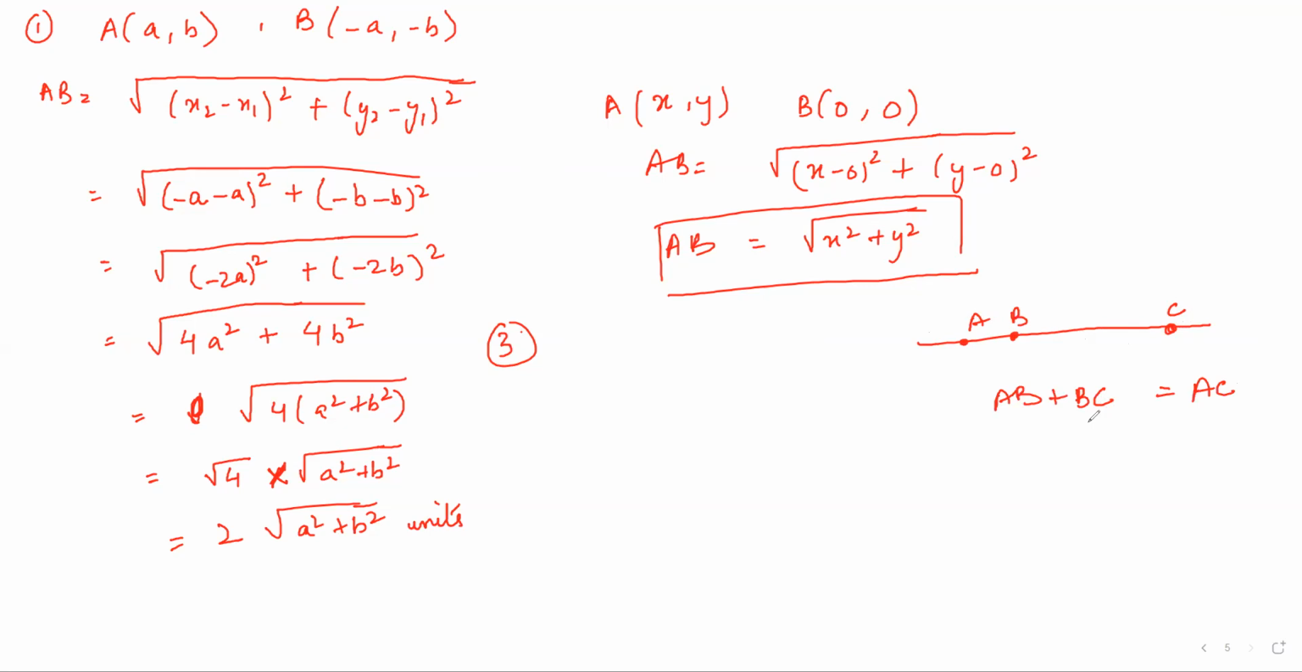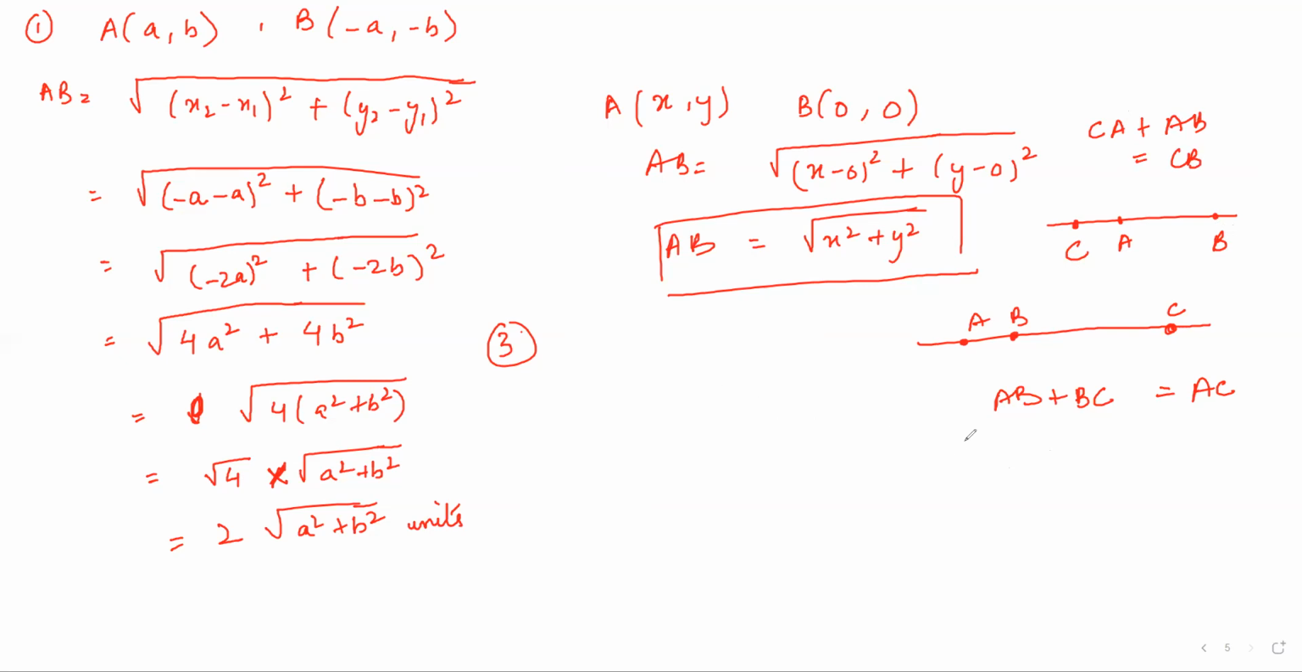Or the points can be like this. I don't know where is A, where is B. I can name it anyhow. So this time CA plus AB will be equal to CB, right? So basically we have to show that we will find the distance between all the points. We will find AB, we will find BC, we will also find AC. And if we see that the sum of two distances is equal to the third one, that means the points are collinear, right? So that's what we will do.